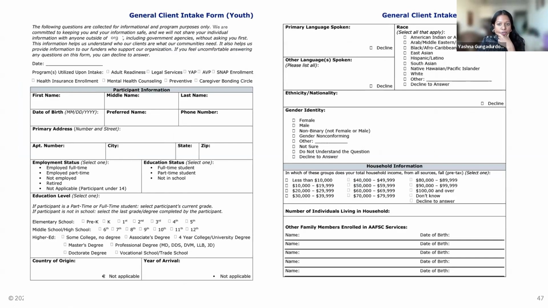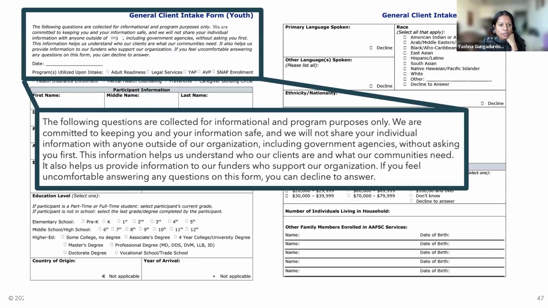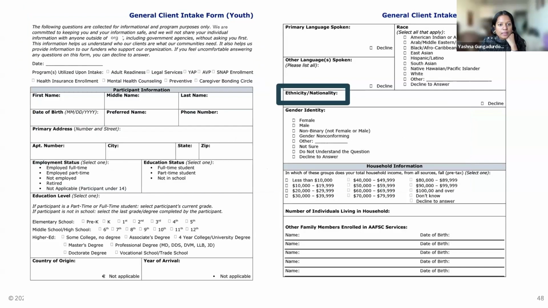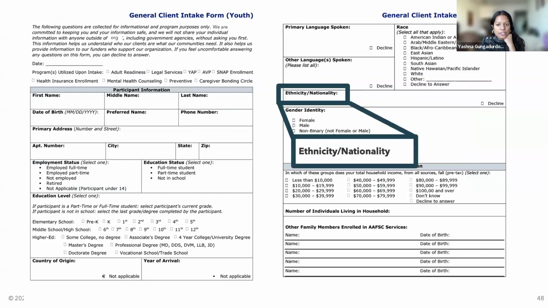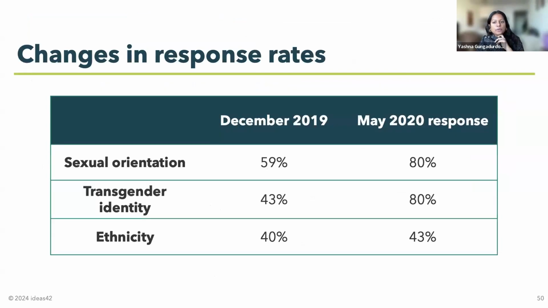So we ended up updating the survey based on a bunch of best practices and our thoughts on how it was previously structured. First we included an introduction to answer key questions. Then we updated the ethnicity to say ethnicity/nationality to mirror how clients within this specific group were talking about their own identity. And then we moved the sensitive questions towards the end of the survey. And these changes led to increases in response rates across the board.